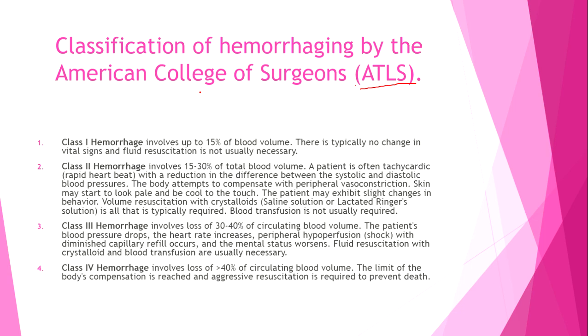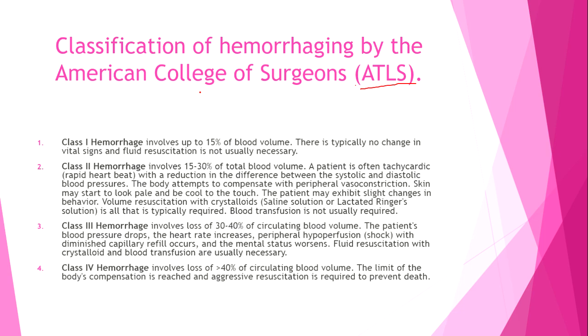Second class of hemorrhage involves up to 30% of total blood volume. A patient is often tachycardic, with a rapid heartbeat and a reduction in the difference between the systolic and diastolic blood pressures. The body attempts to compensate with peripheral vasoconstriction. Skin may start to look pale and be cool to the touch. The patient may exhibit slight changes in behavior. Volume resuscitation with crystalloids, saline solution or lactated Ringer's solution is all that is typically required. Blood transfusion is not usually required.